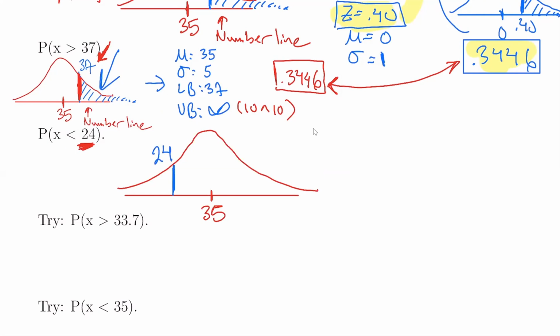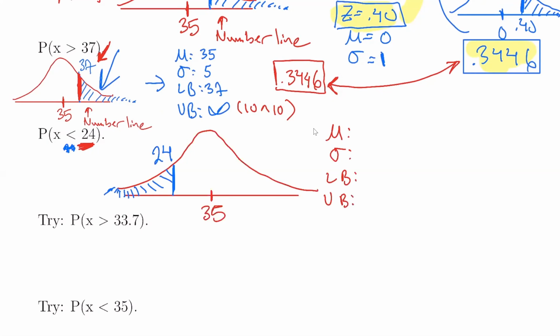The symbol is saying less than. So since it's saying less than, which side should I shade? Should I shade to the left of 24 or to the right of 24? Left of 24. Cool, thanks, Kimberly. All right, I'm pretty sure you don't want to find the z-score. So we're going to find what mu is, what sigma is, what the lower bound is, and what the upper bound is.